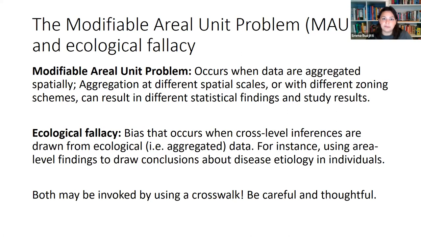When you start to make that cross-level inference inappropriately, you get into the territory of the ecological fallacy. These concepts are very highly related, but ecological fallacy is specifically a type of bias. It occurs when cross-level inferences are drawn from aggregated data. So if you use area-level findings to draw conclusions about disease etiology in individuals, or any other form of cross-level inference, then you are introducing bias to your study and you're at risk of invoking the ecological fallacy. The modifiable areal unit problem, I would say, is not inherently bad. It's something that we always have to acknowledge, but it's just a reality of working with spatially aggregated data. Ecological fallacy is something that you can and should avoid. So I would urge you to be careful and thoughtful when using crosswalks to aggregate across spatial levels, and to always keep these things in the back of your mind.